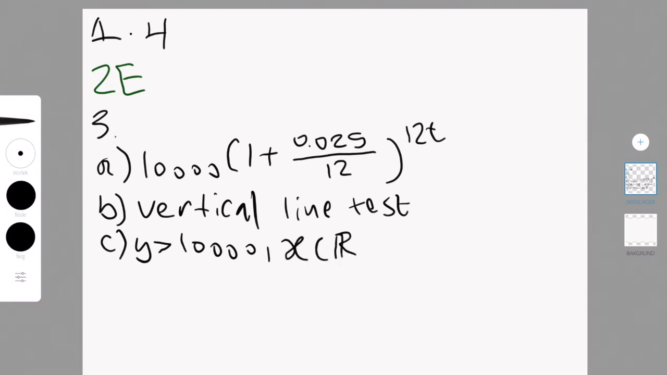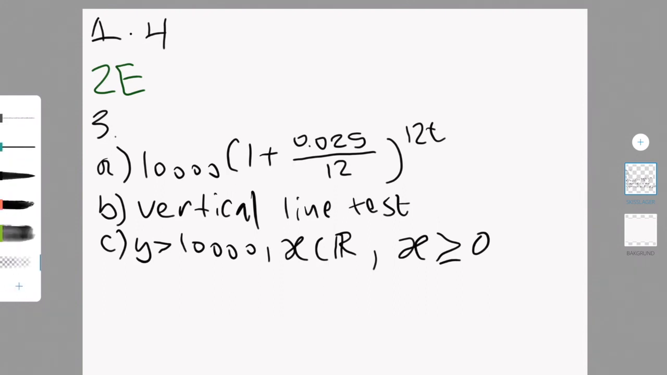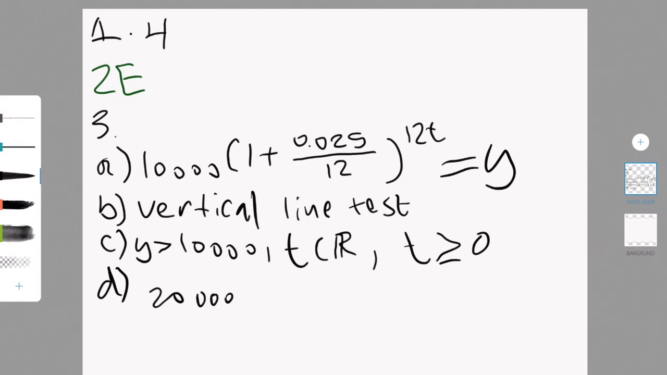Now, C, you have to state the domain and the range of this function. So the range would be that y is bigger than 10,000, because obviously you put 10,000 in from the start, so it's just going to get bigger and bigger. And then for the domain, I'm changing it from x to t because in the question we're using t, not x. So t can be any real number, like any amount of time, because t represents the years. But t cannot be less than 0. It can be equal to 0, but it can't be less than 0.